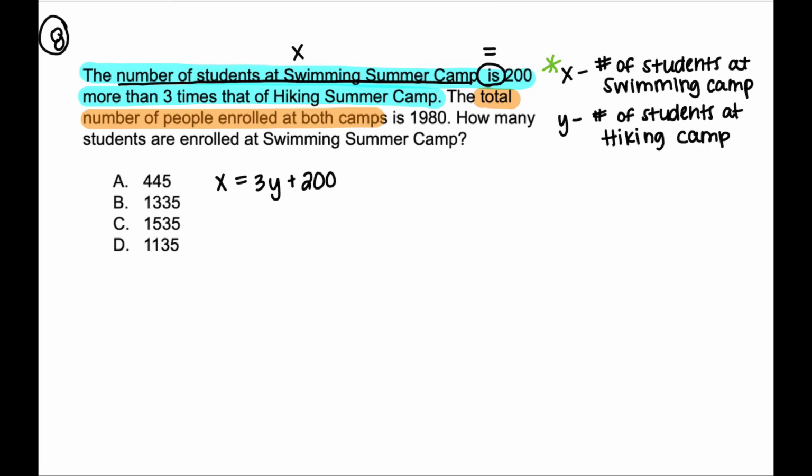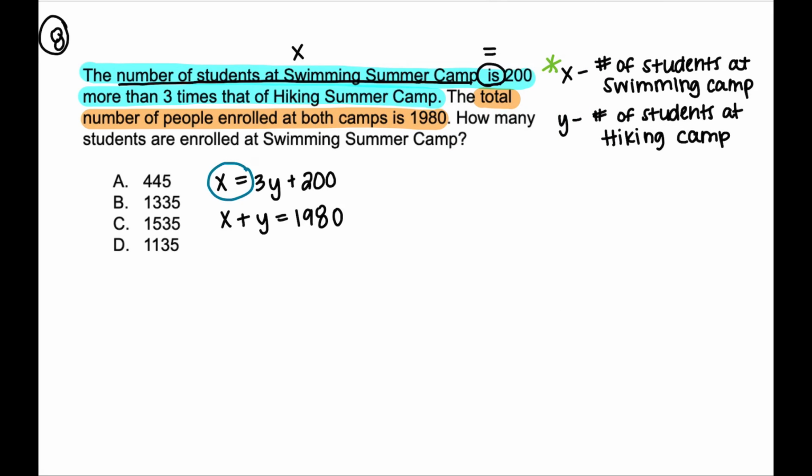All right, now let's look at the second sentence. The total number of people enrolled at both camps is 1,980. So the total combined, so X plus Y, is 1,980. How many students are enrolled at swimming summer camp?